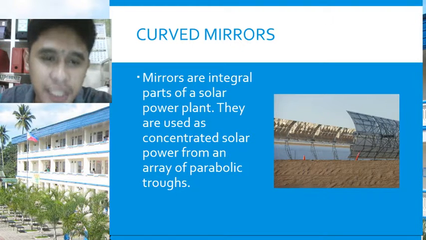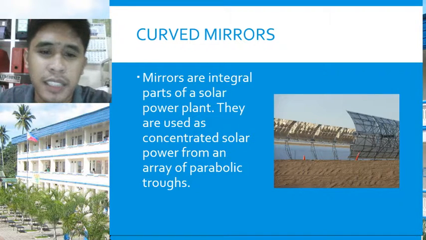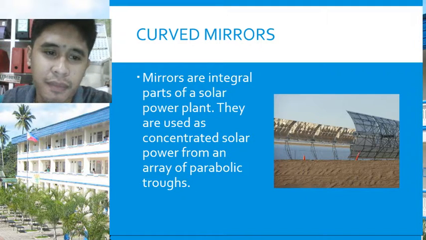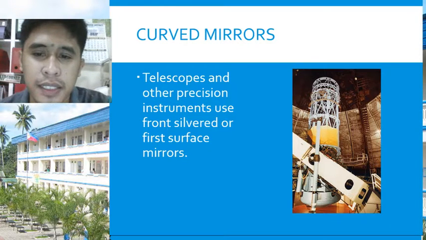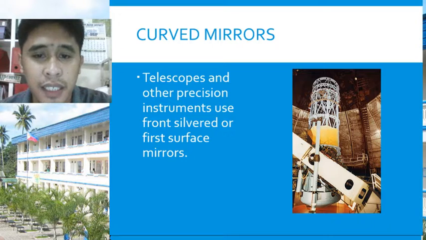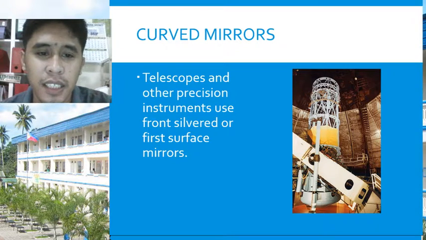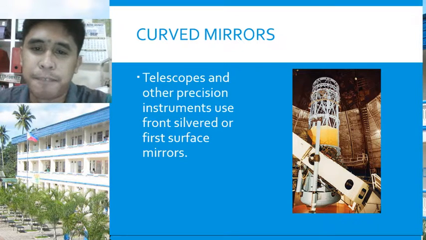Mirrors are also integral parts of a solar power plant. The one shown in the adjacent picture uses concentrated solar power from an array of parabolic troughs. Telescopes and other precision instruments use front silvered or first surface mirrors, where the reflecting surface is placed on the front surface of the glass. This eliminates reflection from the glass surface that ordinary back mirrors have.